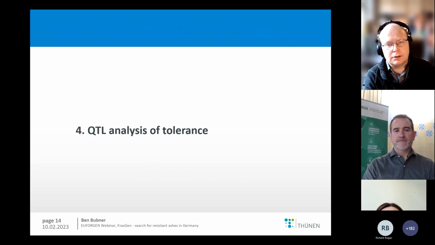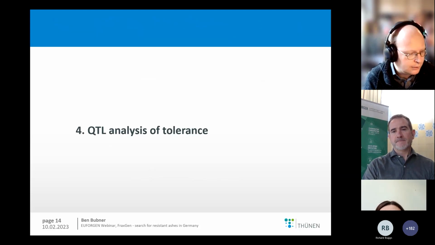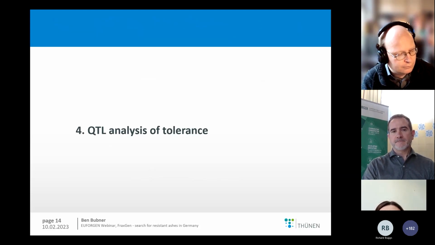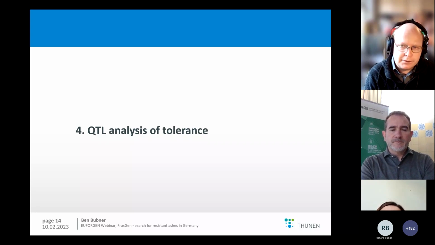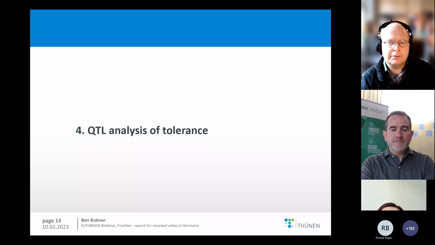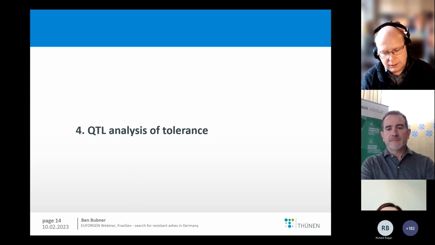And here now comes the outlook to the QTL analysis. This is just another method to explore the genetic architecture of ash dieback tolerance. The usual method in tolerance research would be to cross a tolerant tree with a susceptible tree. And then in the offspring, you see the variation of a trait, and you connect it to genomic data, and then you can do a mapping.